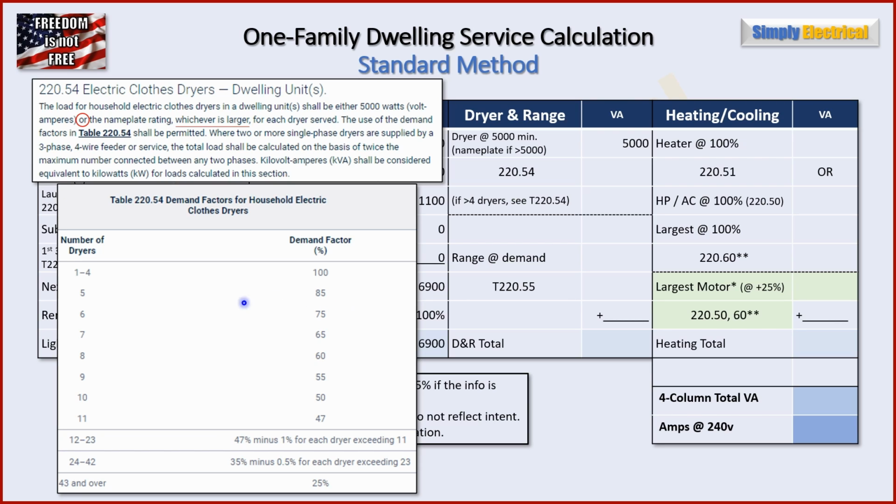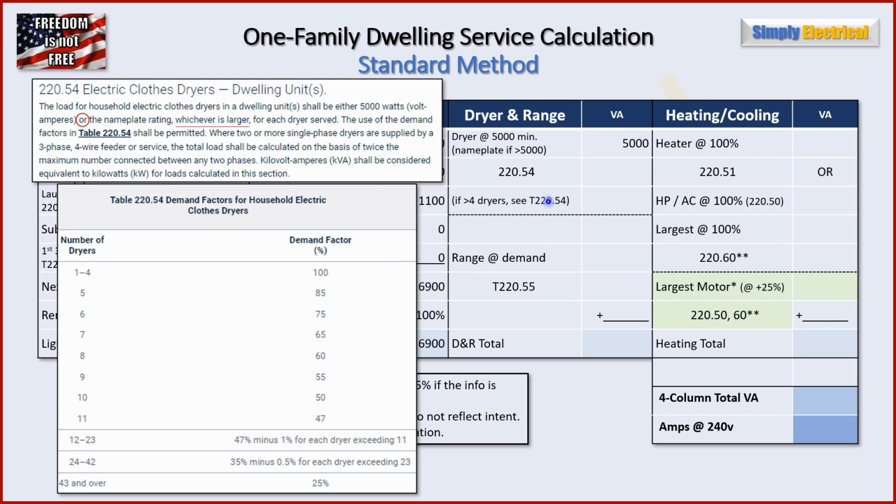So this chart is mostly for multifamily, so we're not going to talk about this table much at all until we get to our multifamily calculation. All right, so that's what we put here. We have one dryer that's less than 5,000, so we put 5,000 VA. And I just put a little note here that says if you have more than 4, then use the table.